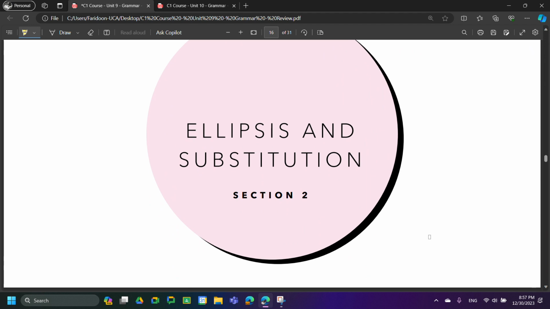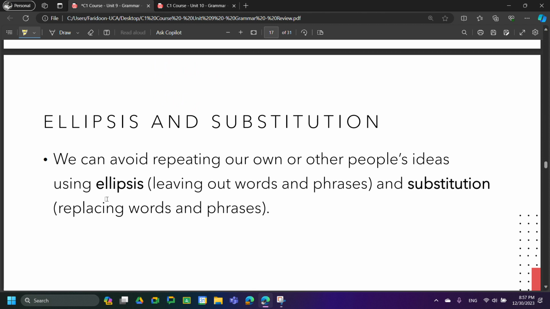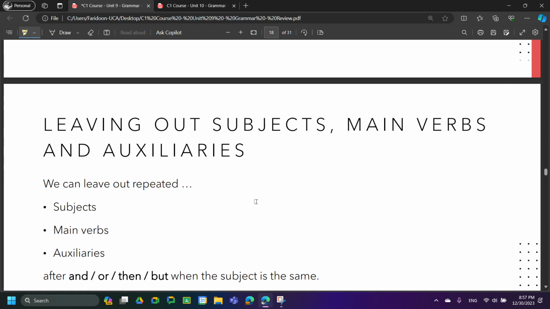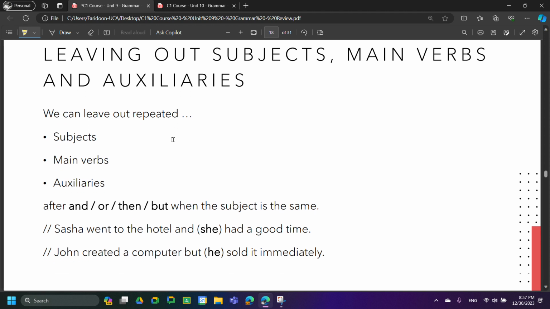So section 2, what about ellipsis and substitution? We can avoid repeating our own or other people's ideas using ellipsis, meaning leaving out words and phrases. So that's the meaning of ellipsis. And we can also use the technique of substitution, which is just replacing words and phrases. Okay, so leaving out subjects, main verbs, and auxiliaries. Let's see. We can leave out the following things.